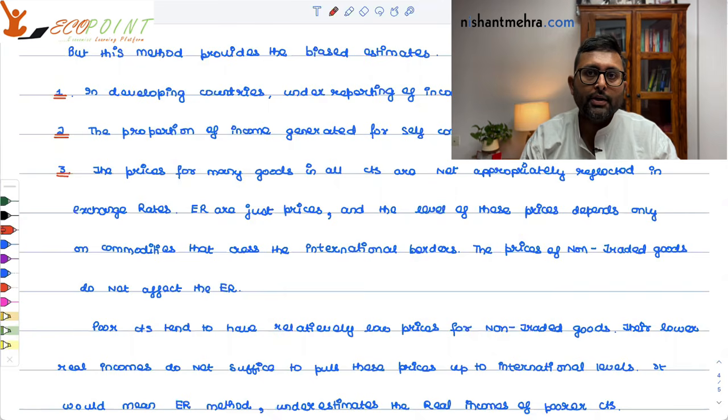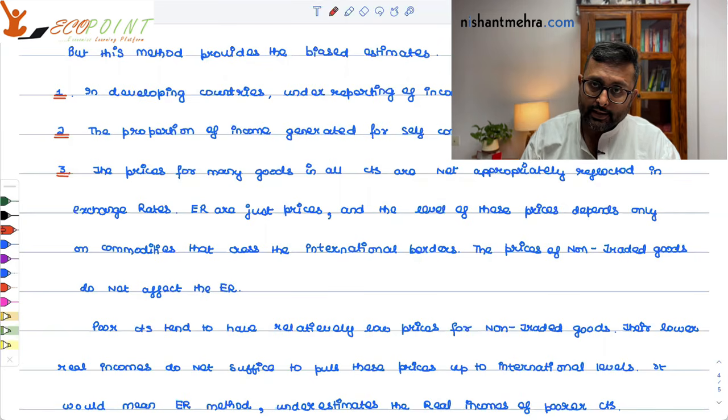Because not all kinds of goods are being traded. That is, they are not crossing the international borders from the developing countries to the developed countries. And there are many goods which are being produced only for self-consumption. There are many non-traded goods, for example, the prices for infrastructure, etc. They are not crossing the international borders. Why are we concerned with the international borders?